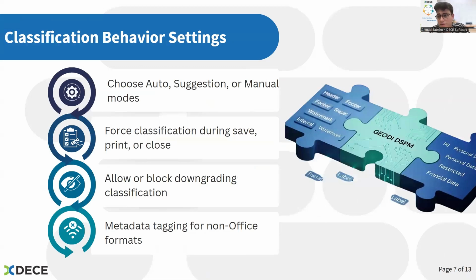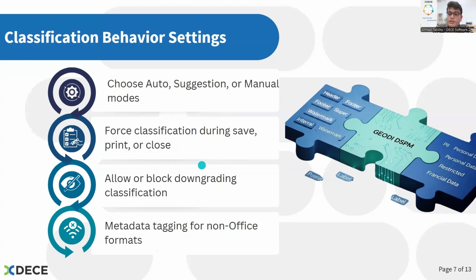The classification behavior is divided into three major parts. First of all, the fully manual part, which means leaving everything to the user. The user will be facing a pop-up whenever they try to save a document or send an email. They will face a pop-up saying to classify this entity, and they will be able to choose the class that they want. This is the manual option.